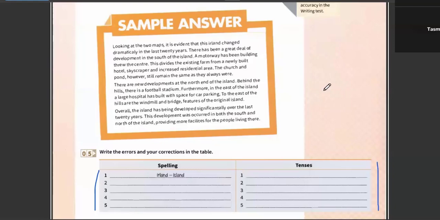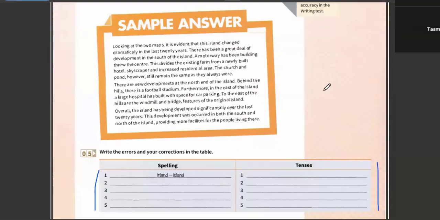Looking at the two maps, it is evident that this island changed dramatically in the last 20 years. There has been a great deal of development in the south of the island. A motorway has been building through the center. This divides the existing farm from a newly built hotel, skyscraper, and an increased residential area. The church and pond, however, still remain the same as they always were.